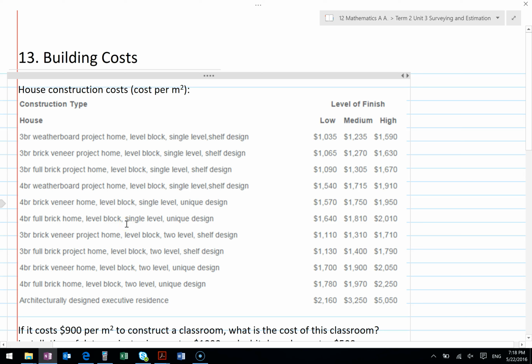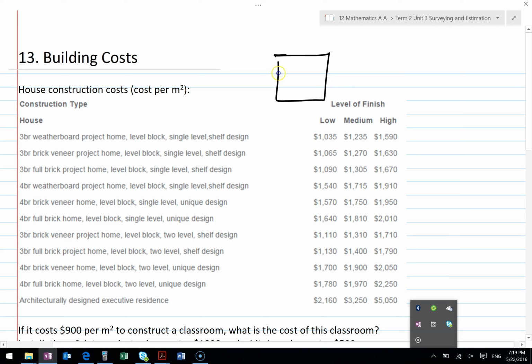This lesson is about building costs. Most of the questions will give you all the facts. This is just for your interest about how much it costs to make a house. These are all cost per meter squared. So if you want to go home and estimate how big your house is, imagine what the dimensions are, maybe go outside and measure it, find the area, and then multiply it by whatever number this is.